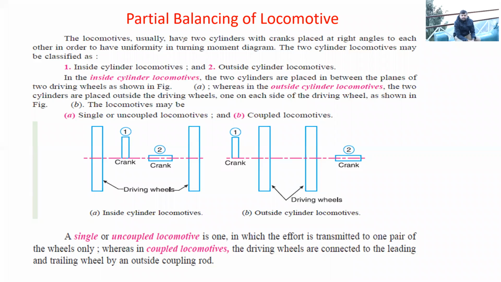The locomotive usually has two engines. So that steam engine used to have two slider crank mechanisms placed side by side to each other, and both their positions were at right angle. For example, if the crank of the first slider crank mechanism is at 0 degree, then the crank of the second slider crank mechanism would be at 90 degree from this.